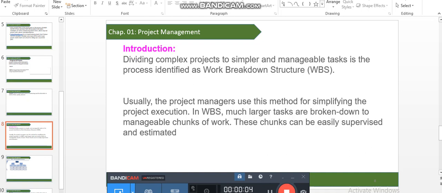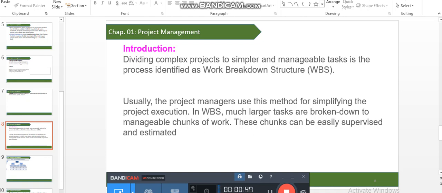So, work breakdown structure. Dividing the complex project into simpler and manageable tasks is the process identified as a work breakdown structure (WBS). Usually, the project manager uses this method for simplifying the project execution. Much larger tasks are broken down into manageable chunks of work. These chunks can be easily supervised and estimated.